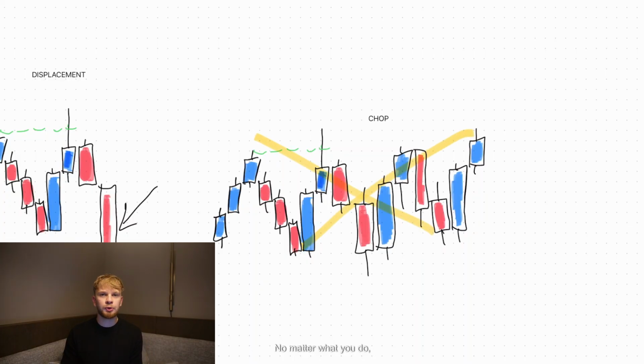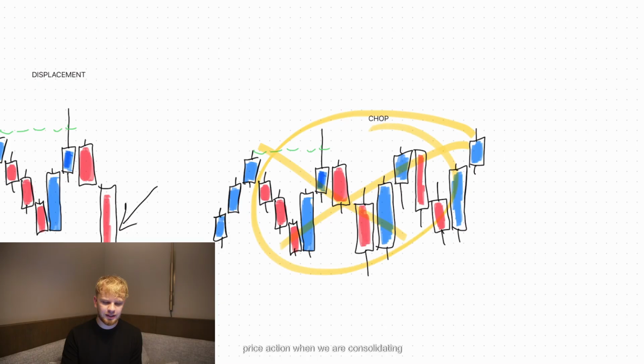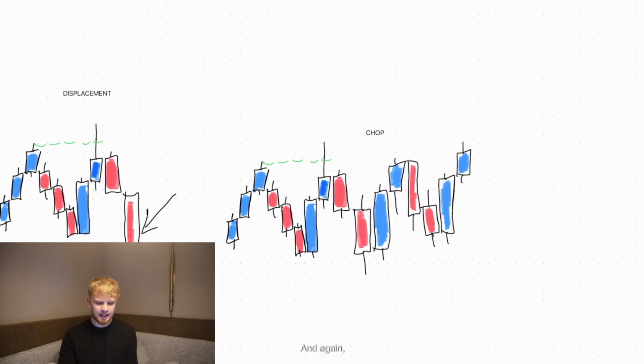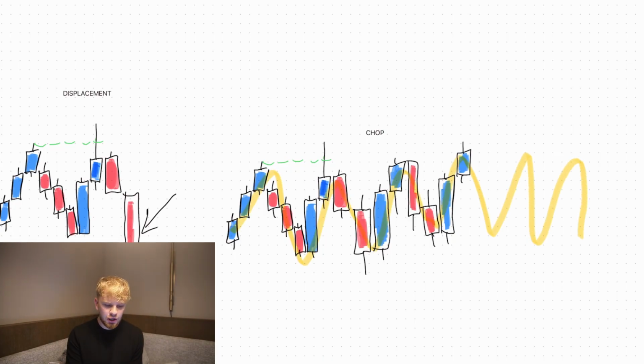No matter what you do, you should not be entering into this price action when we are consolidating / being choppy, okay? So stay out of the chop. And again, it's as simple as that. I'm not going to overcomplicate the consolidation / choppy price action. Just do not trade it.